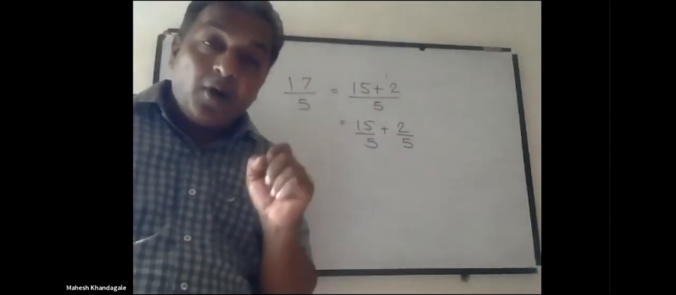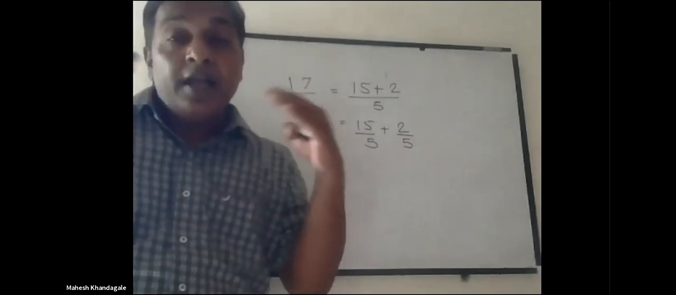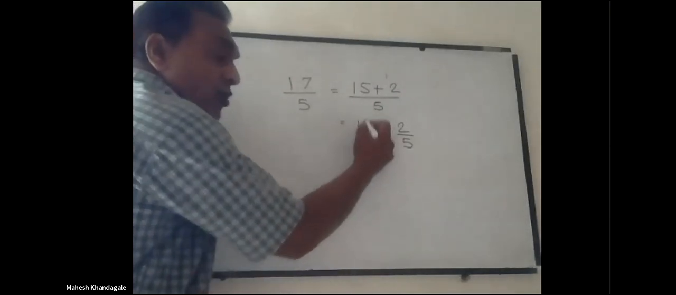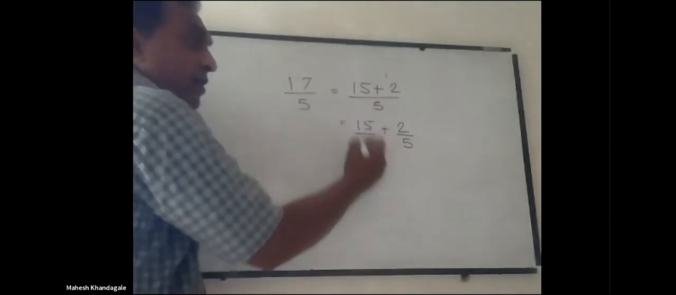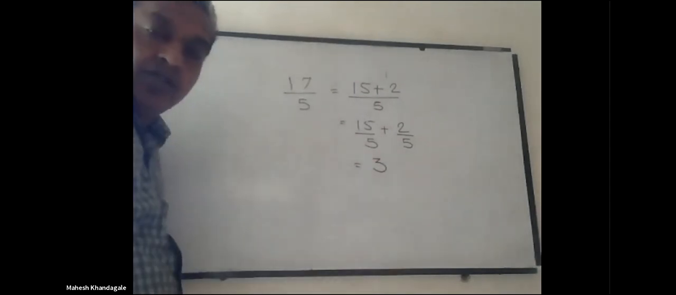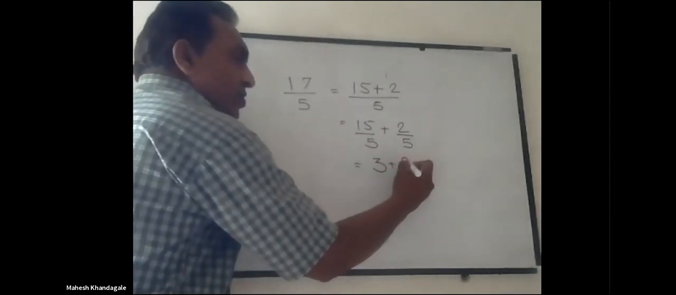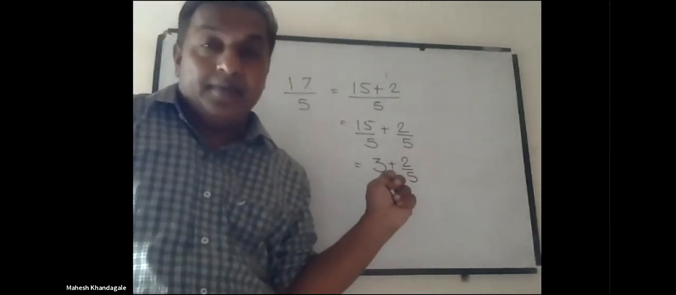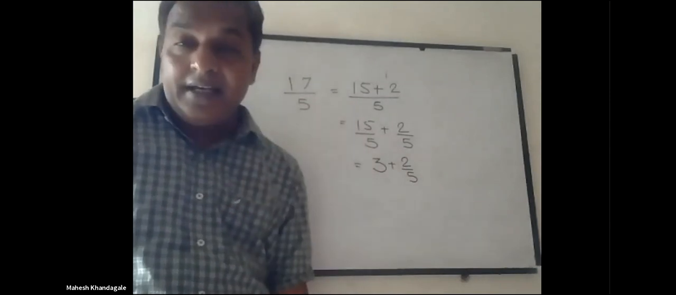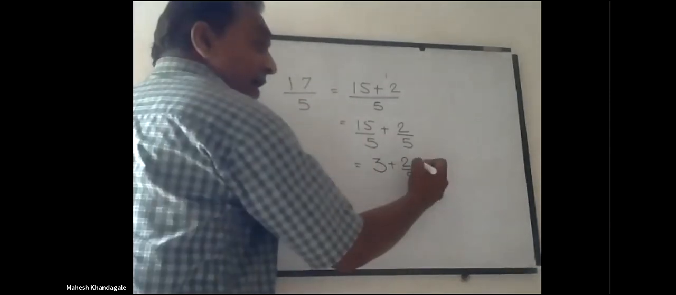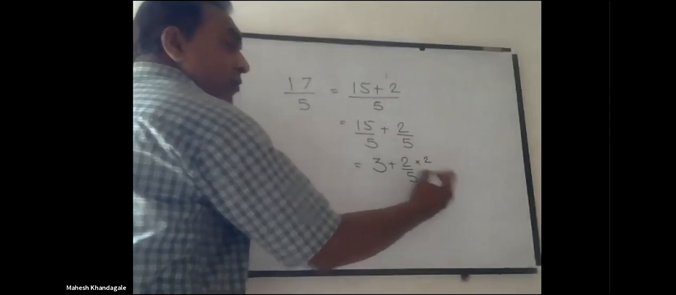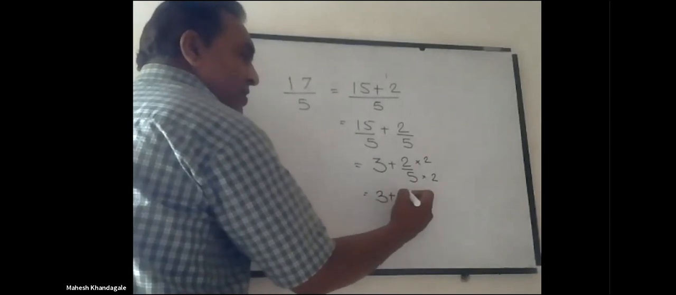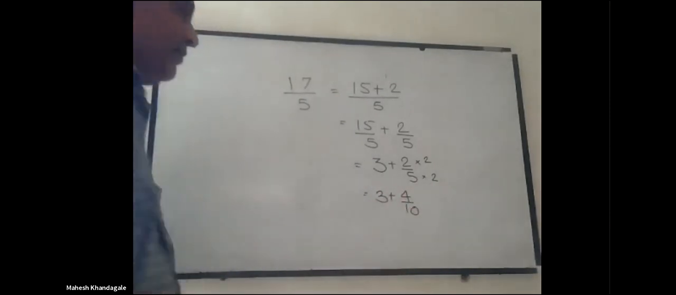Since it is an improper fraction, its value is more than 1. It is more than 1 whole. So how many wholes will come? That will be shown by this. So 5 into 3 is 15. So this is 3 plus 2 by 5. Now this 2 by 5, I want the denominator to be 10. So we will multiply it by 2. Denominator will also be multiplied by 2. So this would be 3 plus 4 upon 10.